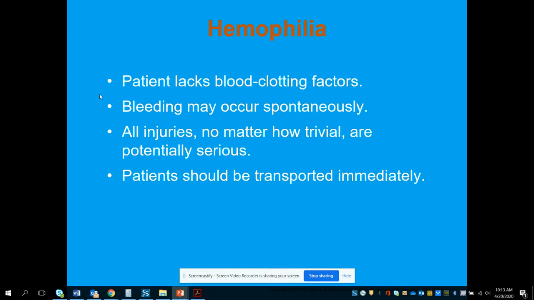So remember, hemophilia patients lack that clotting factor, and so their bleeding can occur spontaneously, or even very minor injuries can become life-threatening. So they need to be transported immediately. Generally, these patients know that they have it. They may have been diagnosed at a very early age. They may take medications or receive treatments for this outside of what you're doing, and maybe your transport does not have any bearing on this, but just keep it in mind.